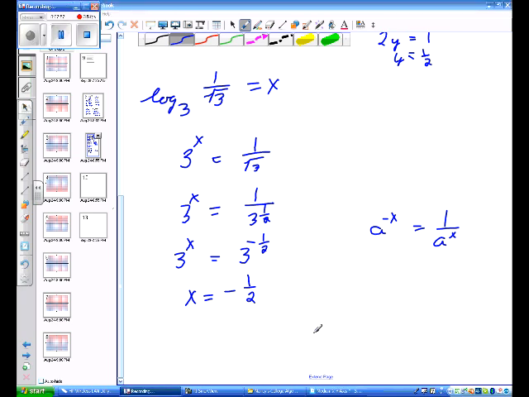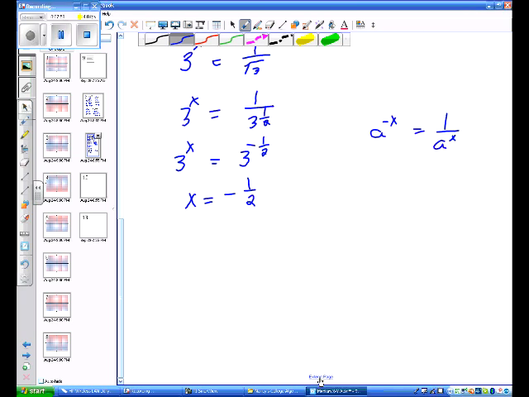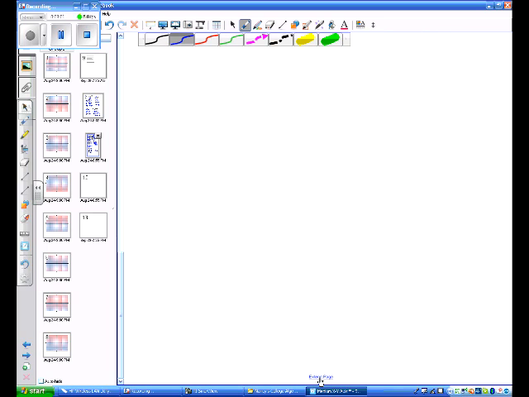If we look at one more here, and this one's going to look a little strange, but we have 7 raised to the log base 7 of 23, and we want to know what that equals. We're wanting to evaluate it. So it equals x.